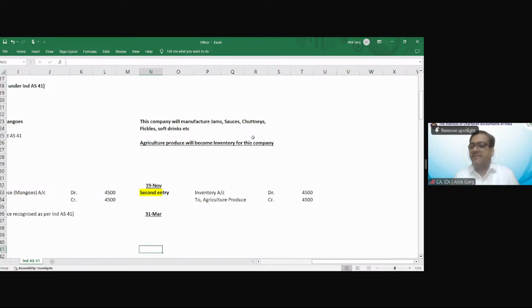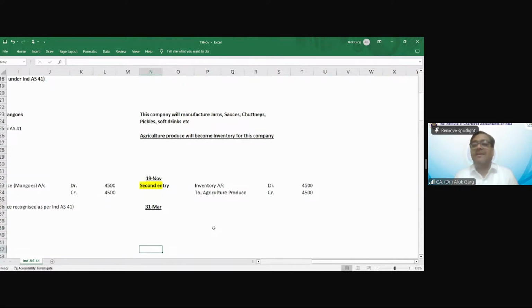Sir, expenses borne by the company to grow the mangoes, where should they be recognized? P&L. It is a P&L item. So basically, the expenses for growing the mangoes means expenses for maintaining the tree, like fertilizing, keeping a gardener, watering, right? So these are the maintenance expenses. Because this mango tree is also covered under Ind AS 16.